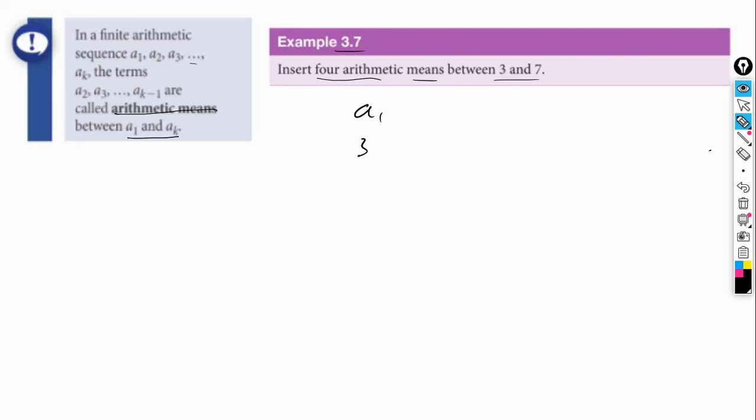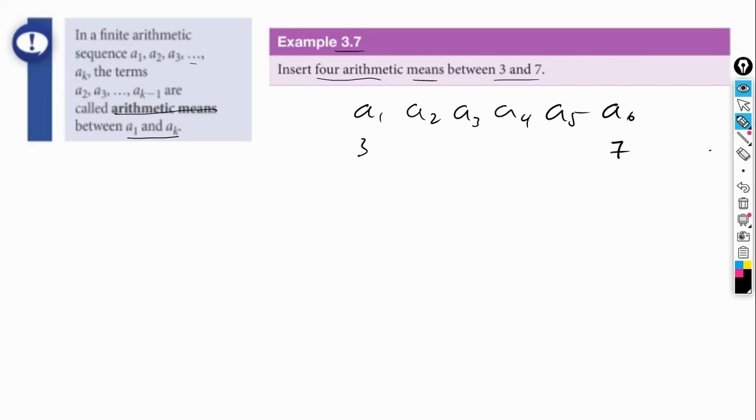So basically what that means here in this case is that the first term is going to be 3, and then they want us to insert 4 arithmetic means. So that means that they want us to insert the second term, the third term, the fourth term, and the fifth term. So that means that the sixth term would be 7. So we would have to find what these values are.